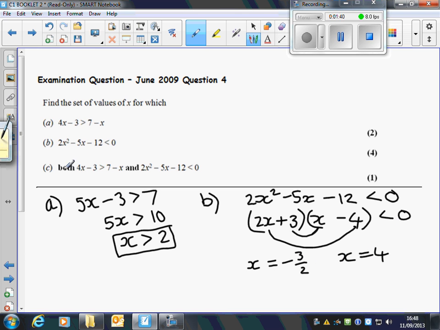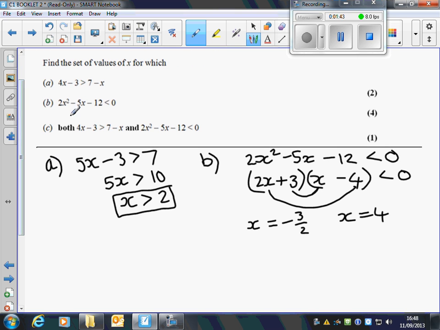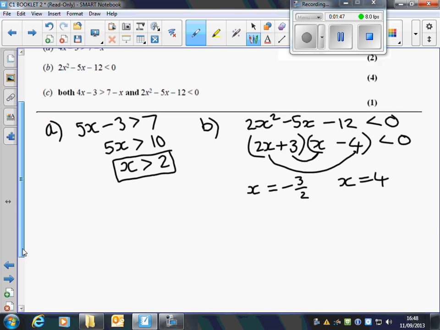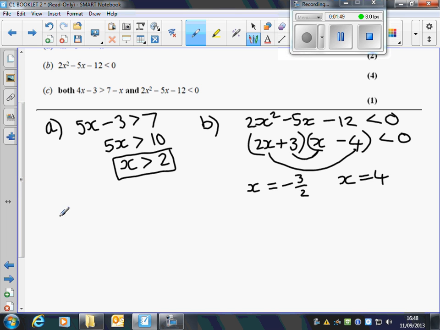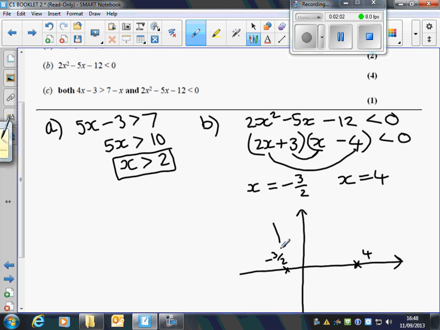Now it's 4 marks. So with a quadratic inequality, you must always sketch the graph. Shade the correct region. So if we sketch our graph, we've just found out that the roots are at minus 3 over 2 and 4. It's a positive quadratic. It intercepts the y-axis at minus 12, we can see from the question.